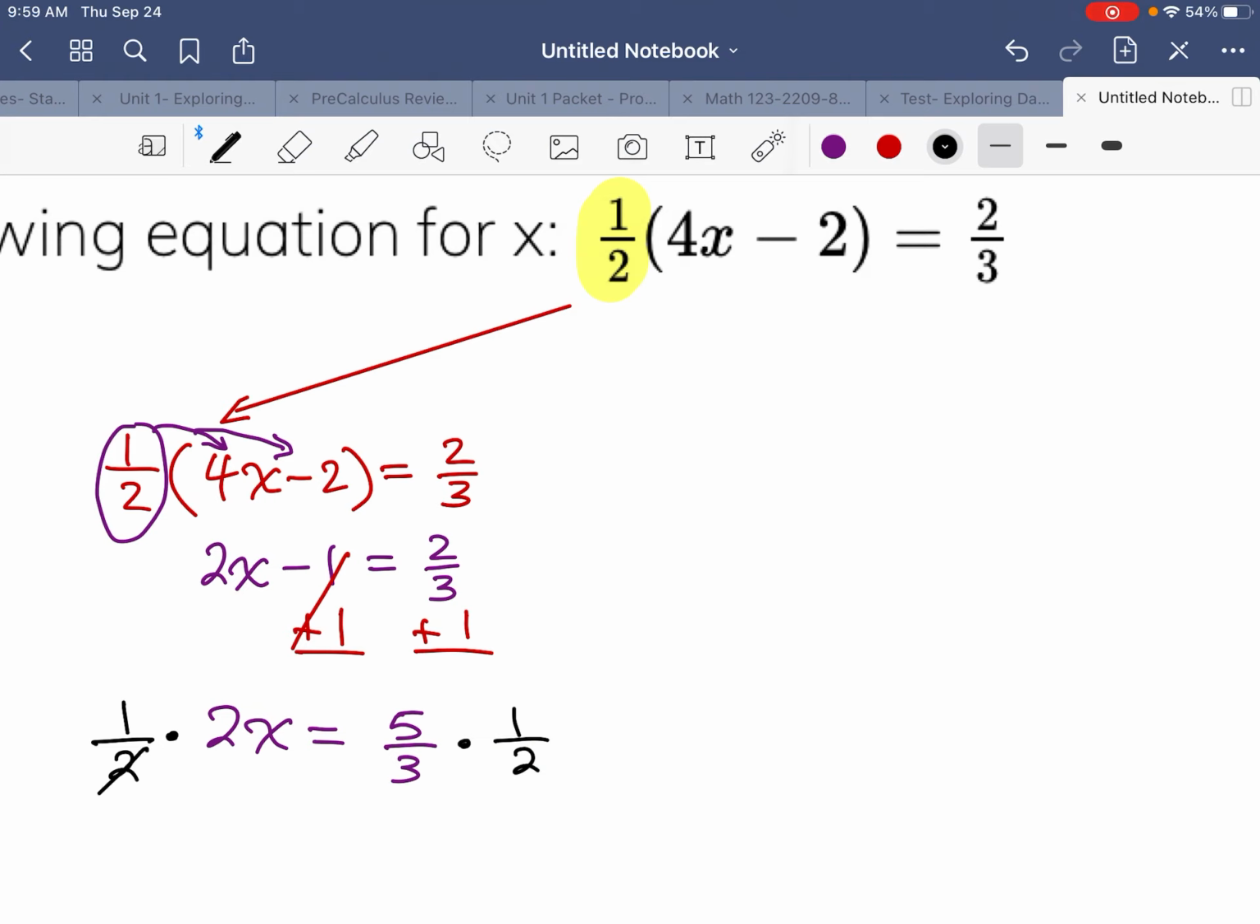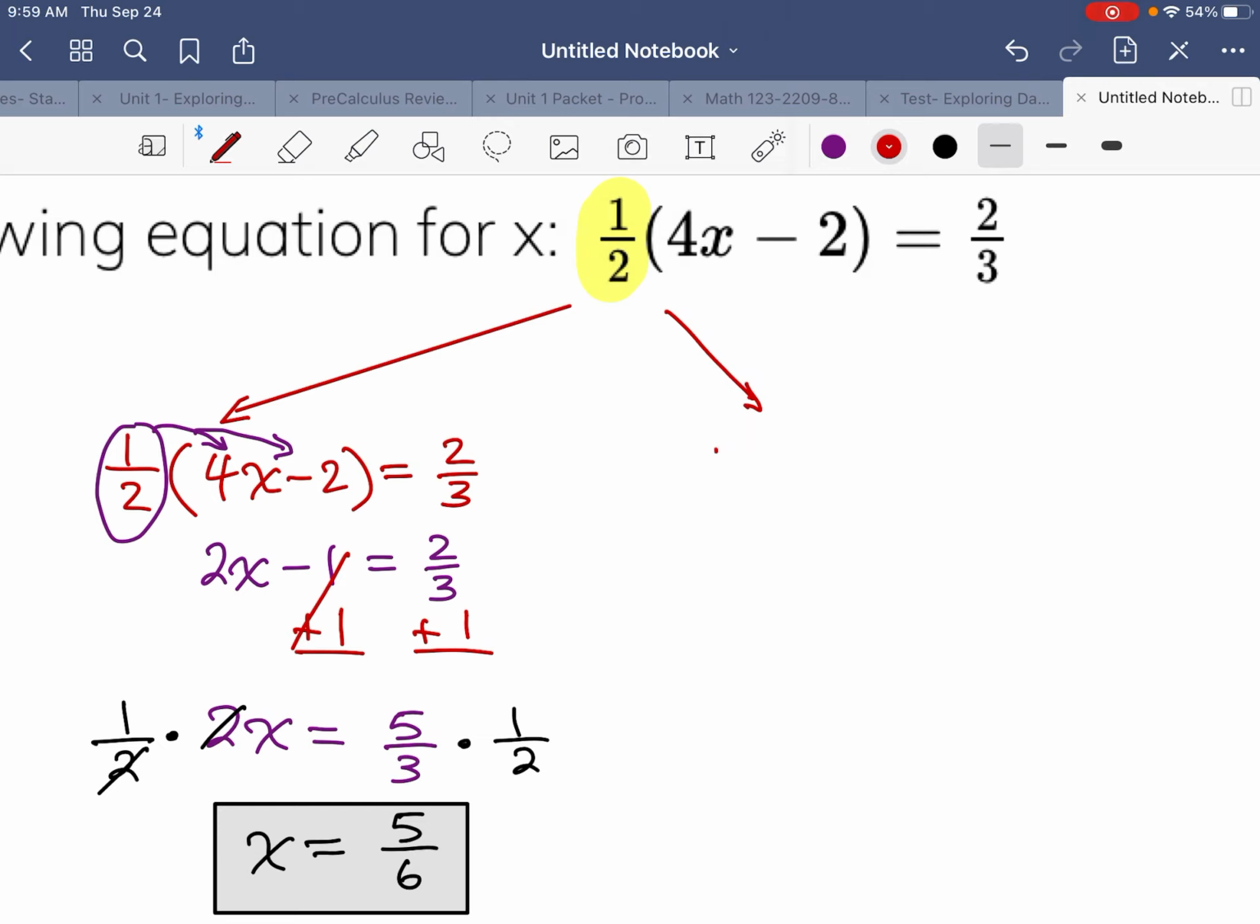That cancels the 2 on the left, leaving you with just an x, and on the right, it makes it multiplication friendly. So I'm looking at 5/6 as the final answer. All right, so that's one way to handle it. Another way to handle it would be to just divide out that 1/2 initially. So I'll take you through that approach also.